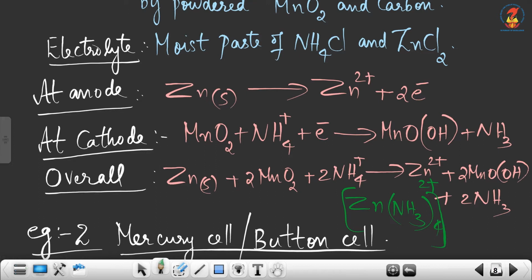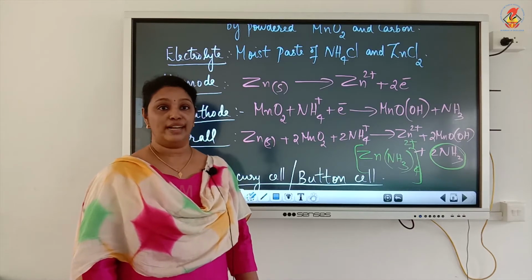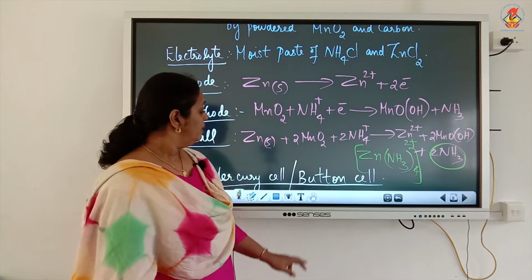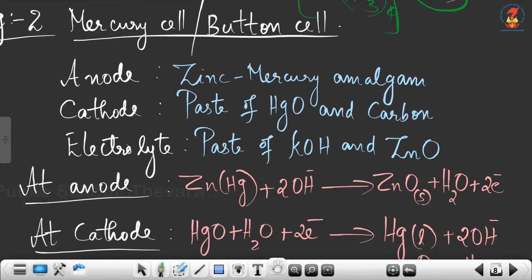Now the overall reaction is Zn plus 2MnO2 plus 2NH4+ gives Zn2+ plus 2MnOOH plus 2NH3, and this ammonia produced combines with Zn2+ to form the complex. The potential of a dry cell is 1.5 volt and the dry cell is usually used in transistors, clocks, etc. The second type of primary cell is the mercury cell or button cell, which is usually used in hearing aids and watches.